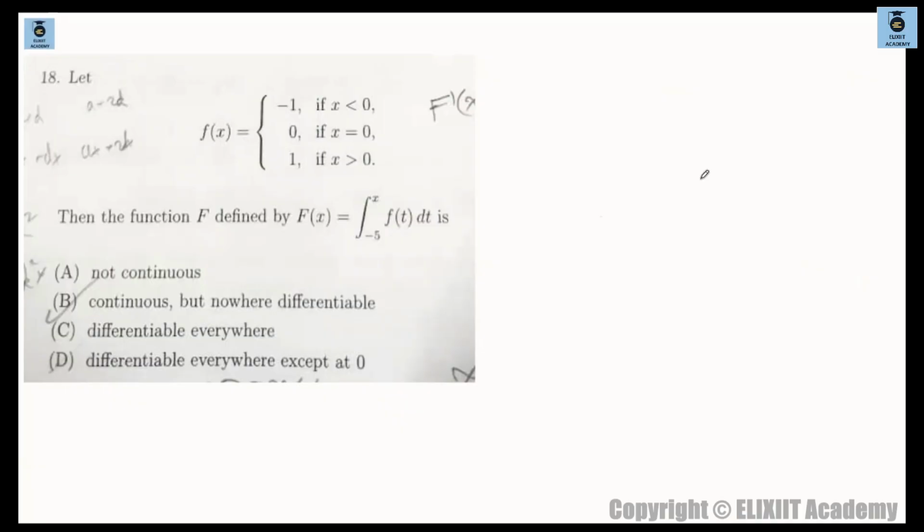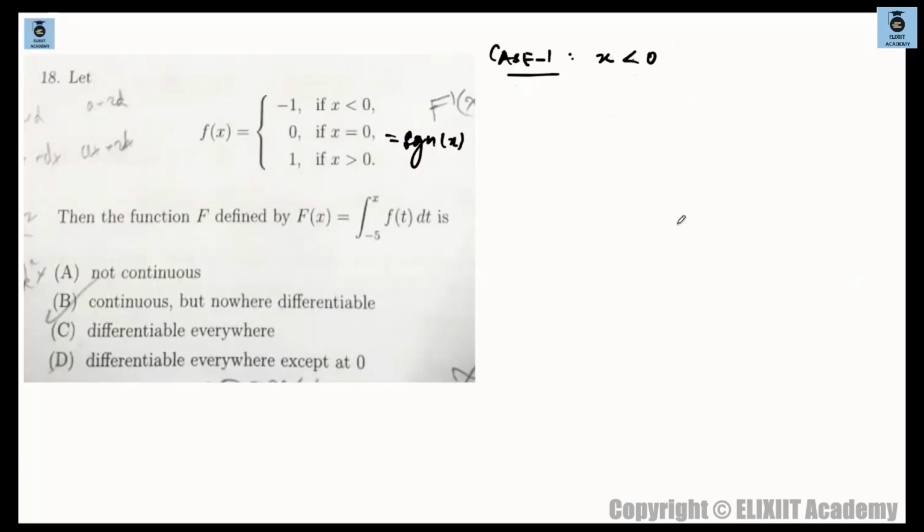So what do we do? We can make some cases over here, because this integral is going from -5 to x. And this function, if you carefully see, is given to be signum of x. The function is breaking at 0. So the first case, I'm taking x less than 0.